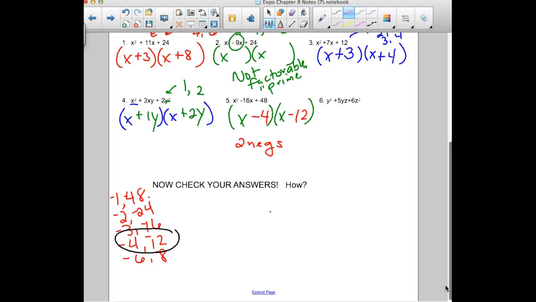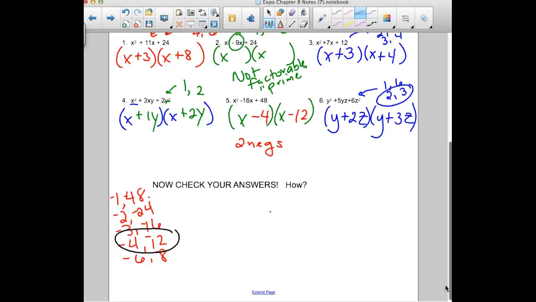Okay, and our last one goes back to having multiple variables again. So we're going to split up our y squared in the front to be y times y. We're going to break apart that z squared and put 1 in each one at the end. And then we're looking for factors of 6. So 1 times 6 or 2 times 3. And the pair that adds up to the middle number 5 is the 2 and 3. So we have y plus 2z and y plus 3z.